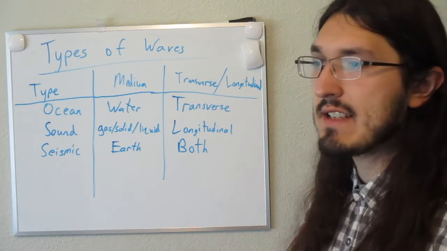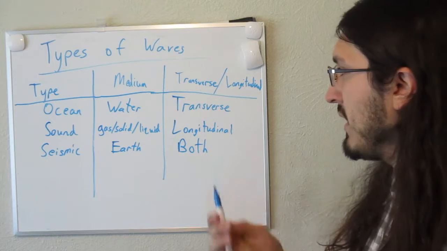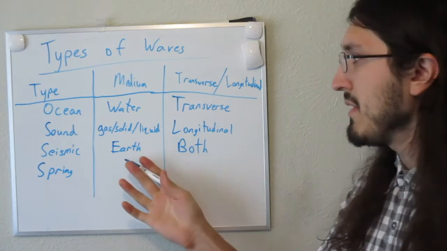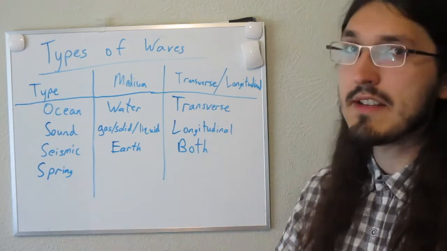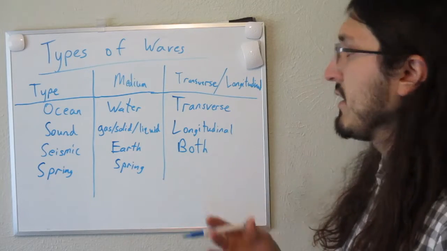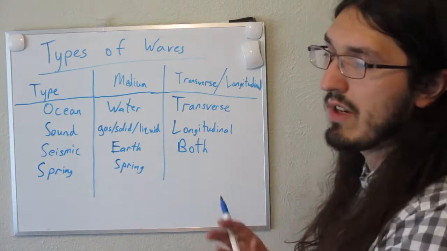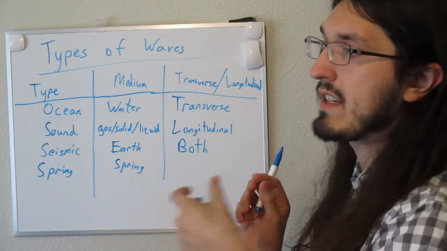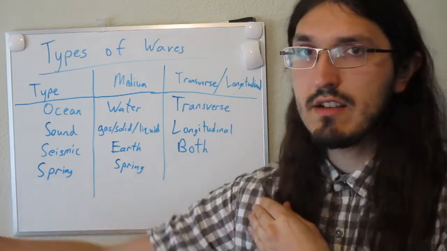Another wave that I mentioned last time, whenever I was discussing longitudinal waves, was the example of a slinky. And these are called spring waves. And of course, the medium of that spring wave is the spring itself. And as we discussed in the last video, these are longitudinal waves because whenever that spring is compressed and expanded really quick, you'll see that compression and expansion move through the slinky, or move through the spring.